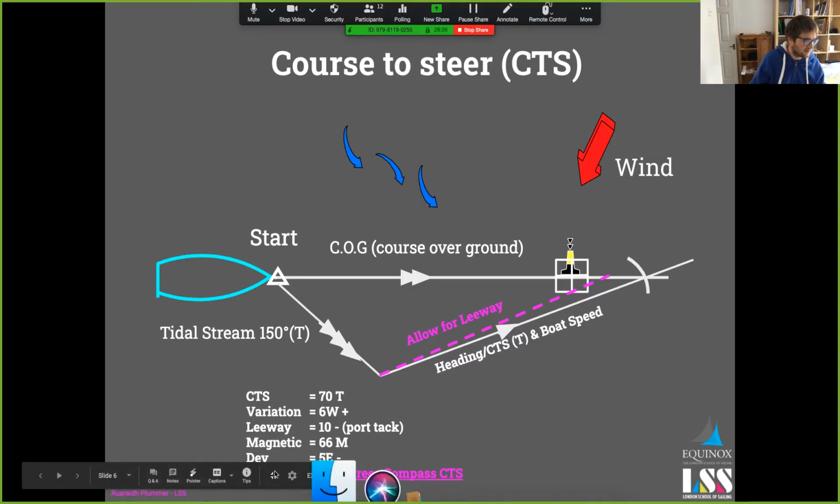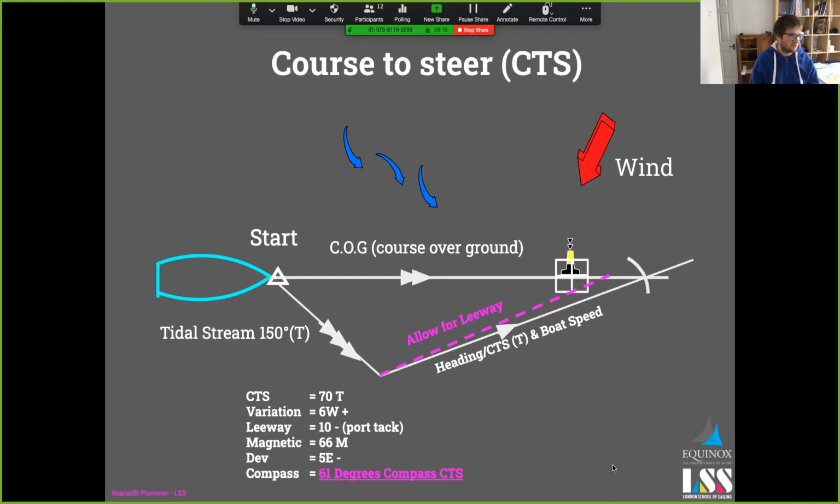So here, for example, if my true course to steer was 70 degrees true, I want to find out what my compass course to steer is. My variation is 6 degrees west. I have leeway, which can be applied before or after the magnetic, it doesn't really matter. I have 10 degrees of leeway, and I'm on a port tack.